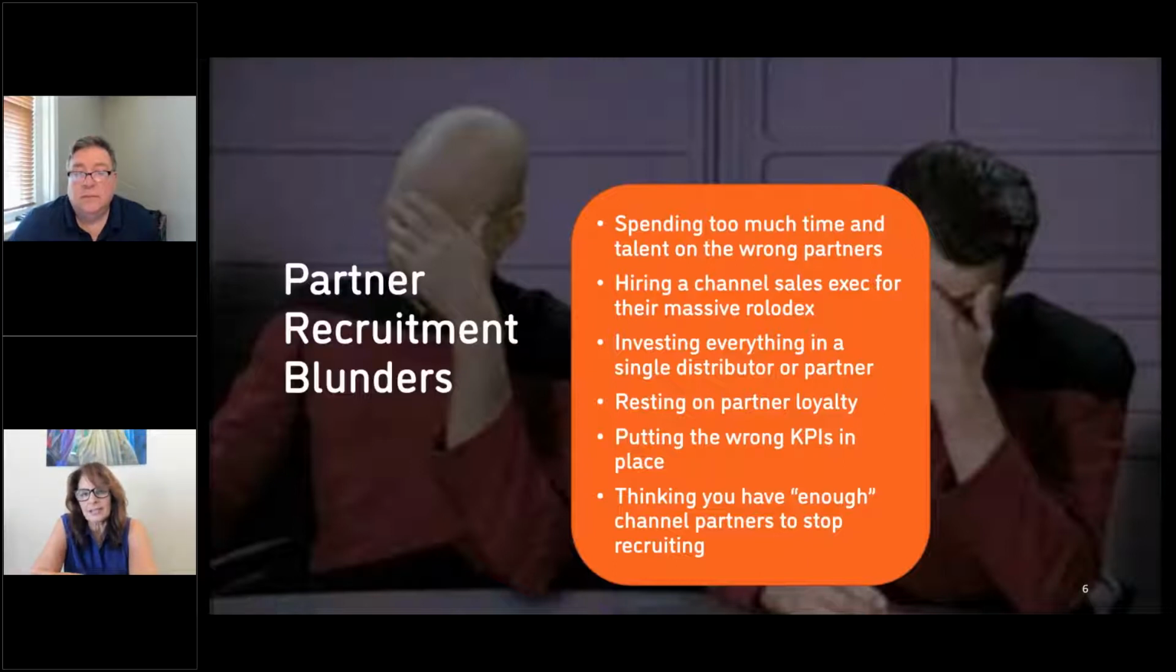Also, hiring a channel sales exec for their Rolodex is not the best thing to do, because they may know a lot of great executives in the channel. It doesn't mean that those are the right channel partners for you to bring on. So again, taking and owning control of who the partners are you want to recruit is more important than the Rolodex that you acquire through a channel sales exec. Another one, be careful to not invest everything in a single distributor or partner unless you know that they have the right partner companies for you and that they've been able to single them out and say, this is how many we have for you, because otherwise it's the same situation. You're spending too much time on the wrong partners and wrong distributors.